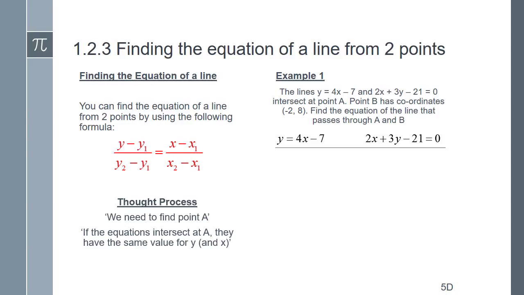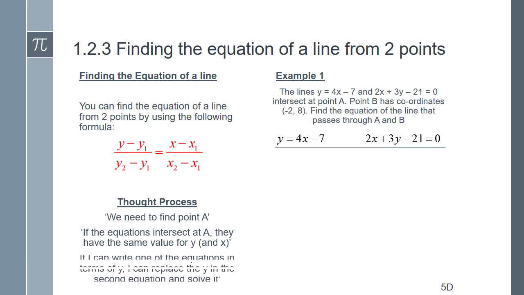If the equations intersect at A, then they have the same value for y and x. So if I can write one of the equations in terms of y, I can replace the y in the second equation and solve it. Luckily, one of the equations is already in terms of y, because we have y equals 4x minus 7. So if I replace the y in the second equation with that 4x minus 7, I'll have 2x plus 3(4x minus 7) minus 21 is equal to 0. That's an equation we should be able to solve.